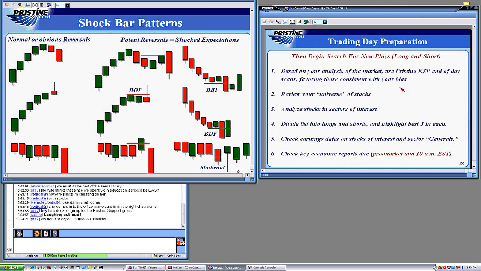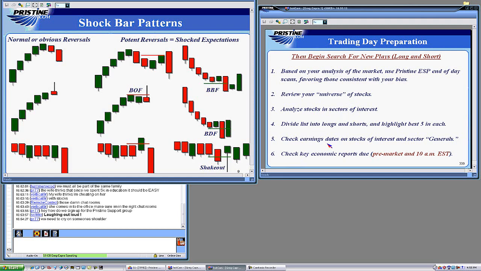Search for new plays. Look through ESP. Look at the end of day scans. Review your universe. You don't have to look at 3,000 stocks. As a matter of fact, if you narrowed it down to price ranges between 10 and maybe $75 and said that you need at least 750,000 shares or 1 million shares, you probably automatically, just with that criteria, knock it down to about 600 or 700. Look at your stocks in sectors of interest, and divide up your long and short ideas.